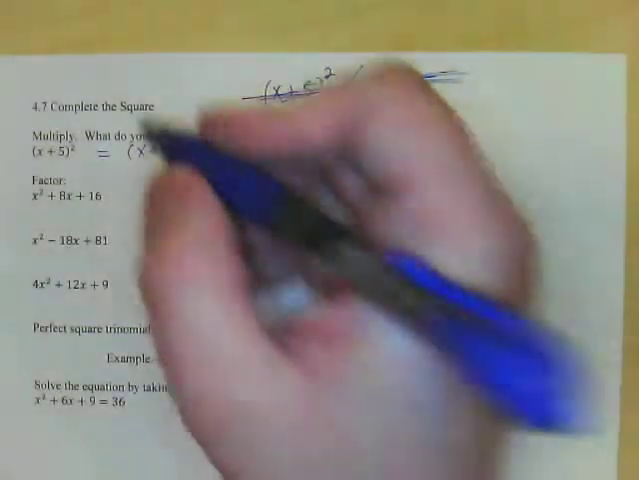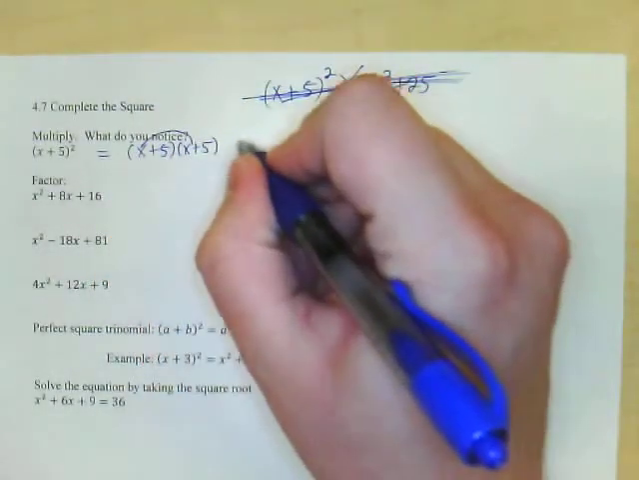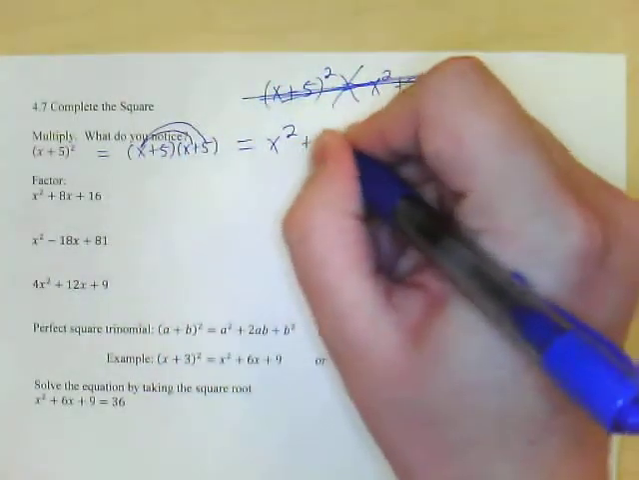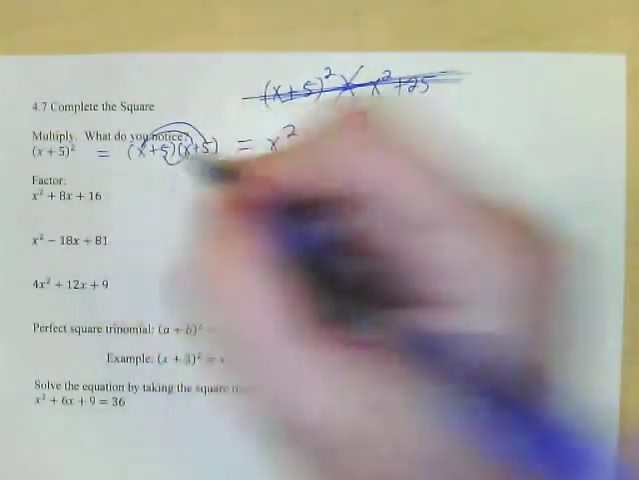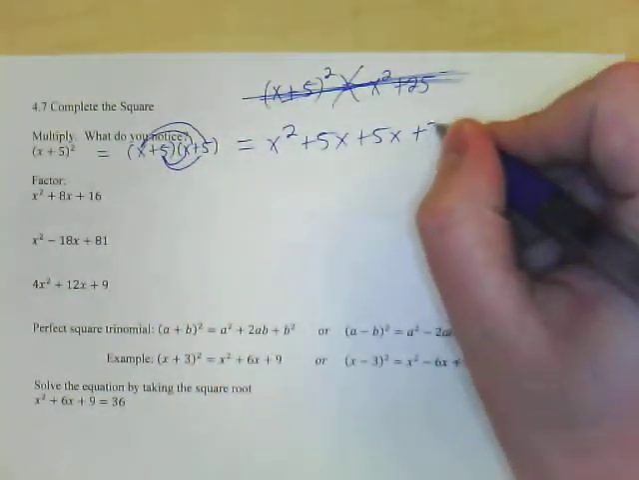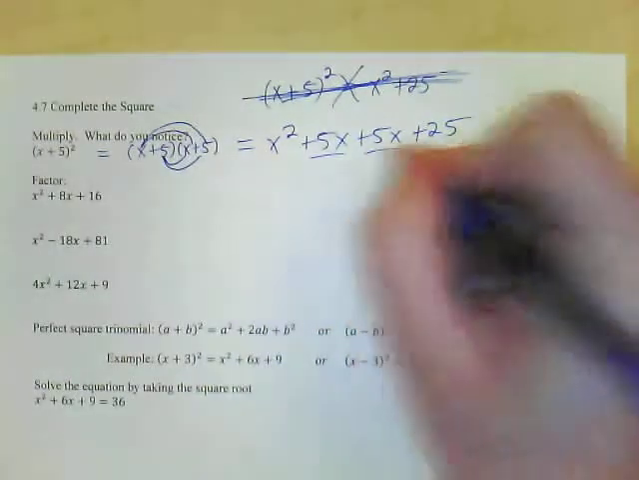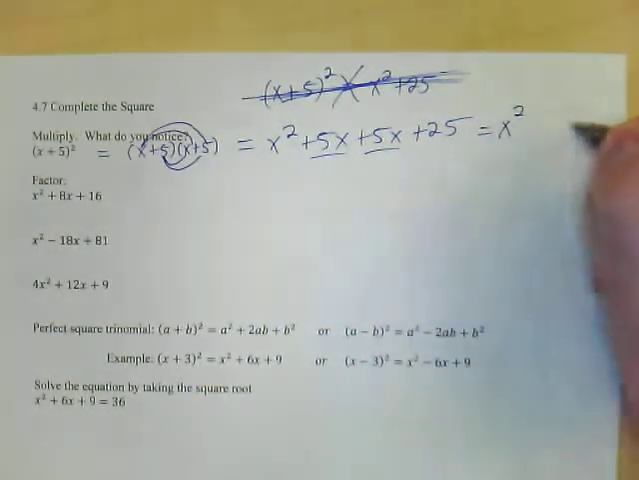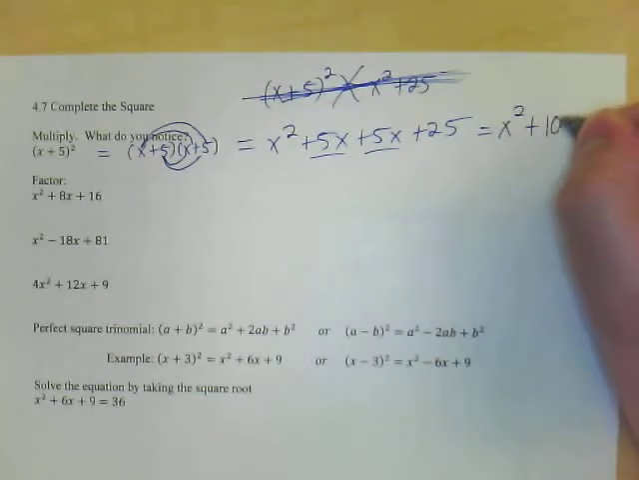Don't do that. All right, so x times x is going to be equal to x squared. X times 5 is 5x. 5 times x is 5x. And 5 times 5 is 25. Now we've got like terms in the middle, and we can combine those together. You'll notice that those like terms are the same. They're both 5x, and so when we combine them together, we get 10x.